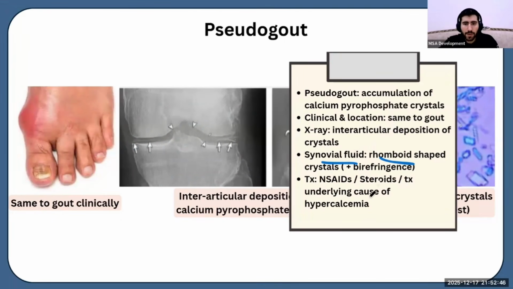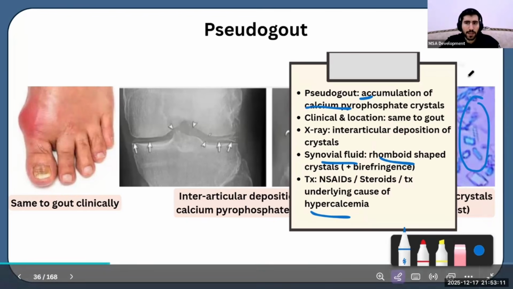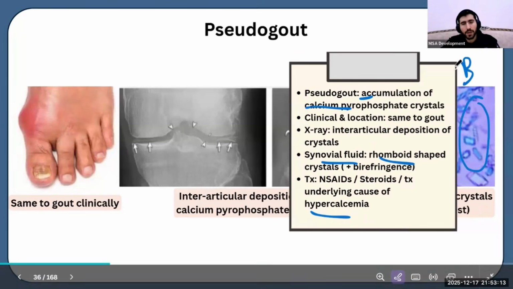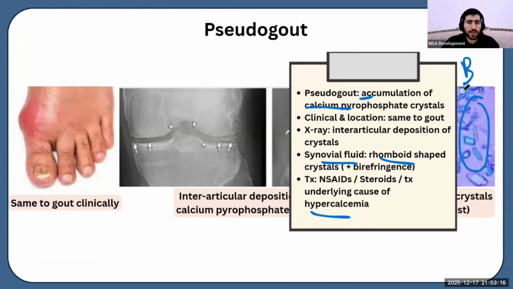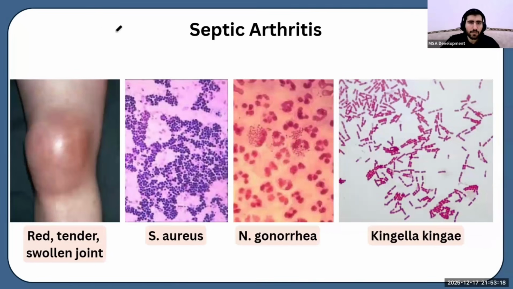What causes very high calcium levels? PTH, like hyperparathyroidism, high calcium intake, and any disease that causes hypercalcemia. So, final time, pseudogout is accumulation of calcium pyrophosphate intra-articularly, so it's between the joints. It's the same as gout clinically, however, in synovial fluid analysis, we will have rhomboid-shaped crystals, and it's a positive birefringence test, which is blue. Positive, blue. Negative, yellow. And why does it happen? Due to hypercalcemia.